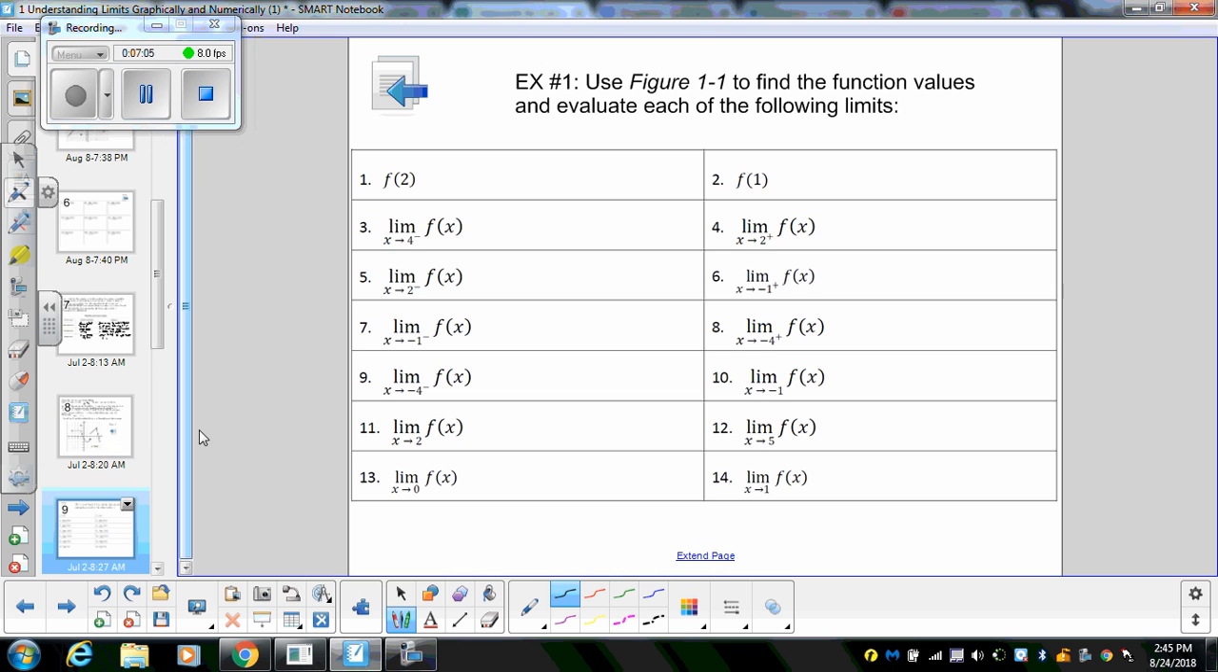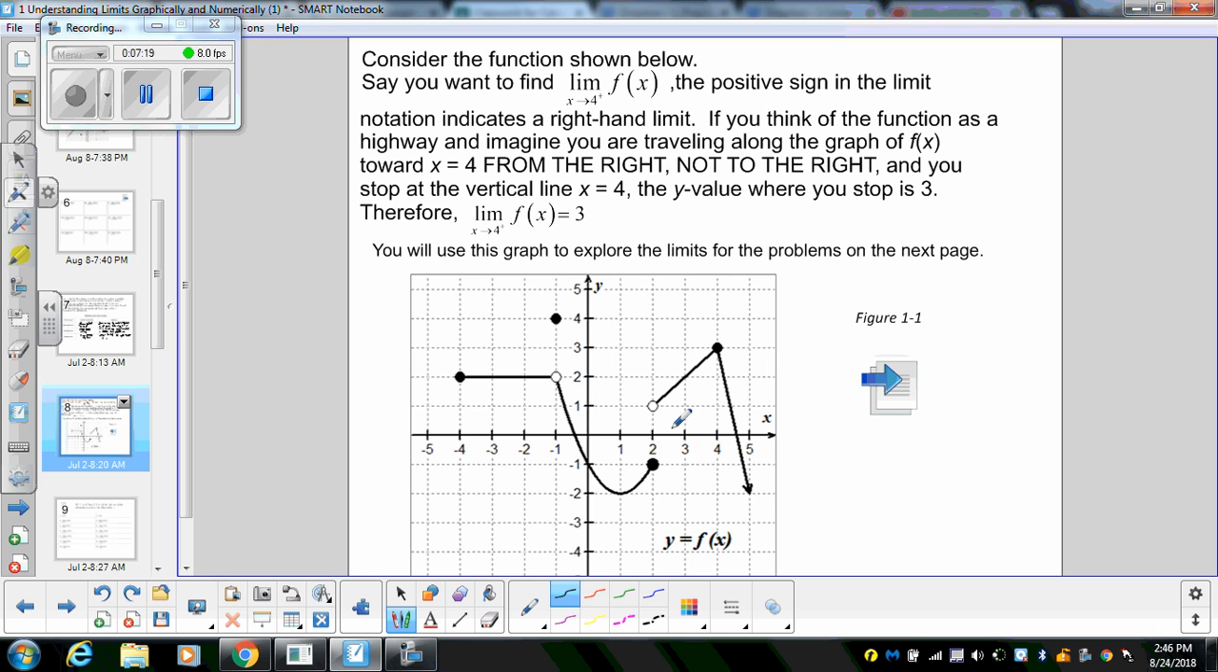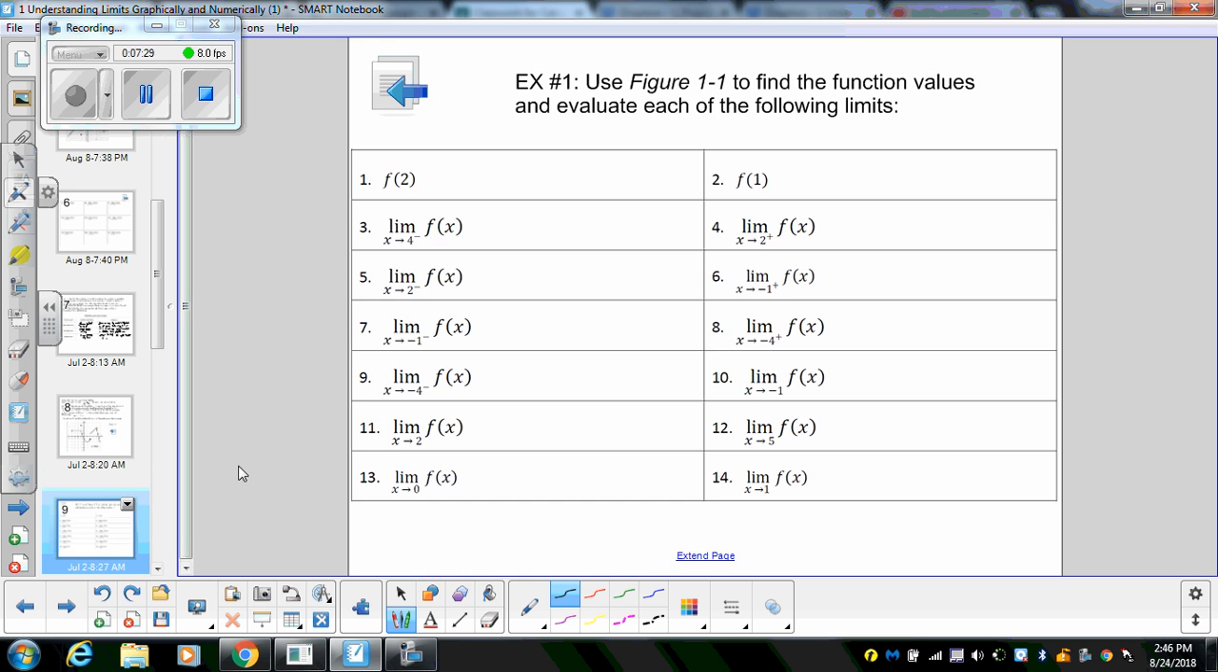So let's move on. All right, so we're going to use that figure to help us find the rest of the answers. So f of 2, this is not finding a limit, but if I look over here at 2, what is my y value? That's f of 2. And you'll see that's negative 1. So it's not asking for the limit. It's asking what is the y value when x is 2, which was negative 1.